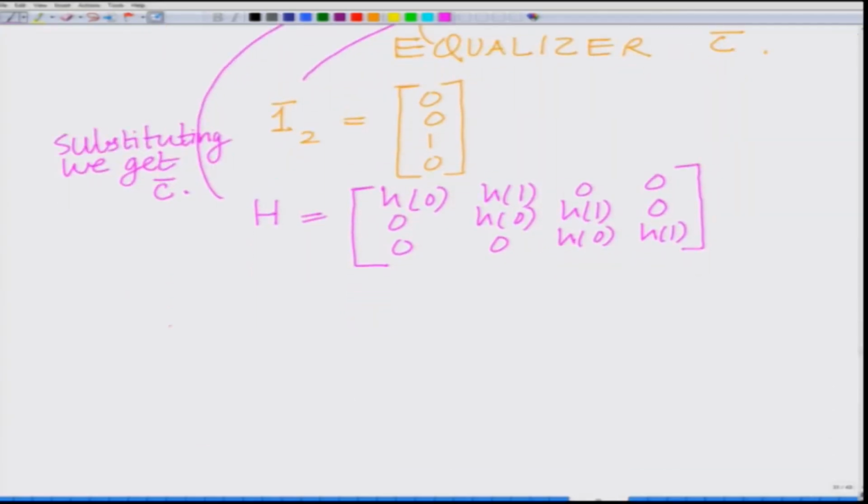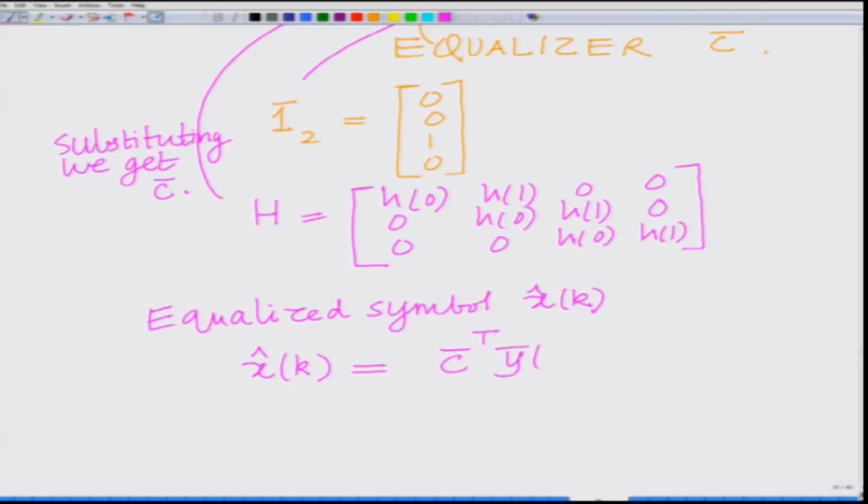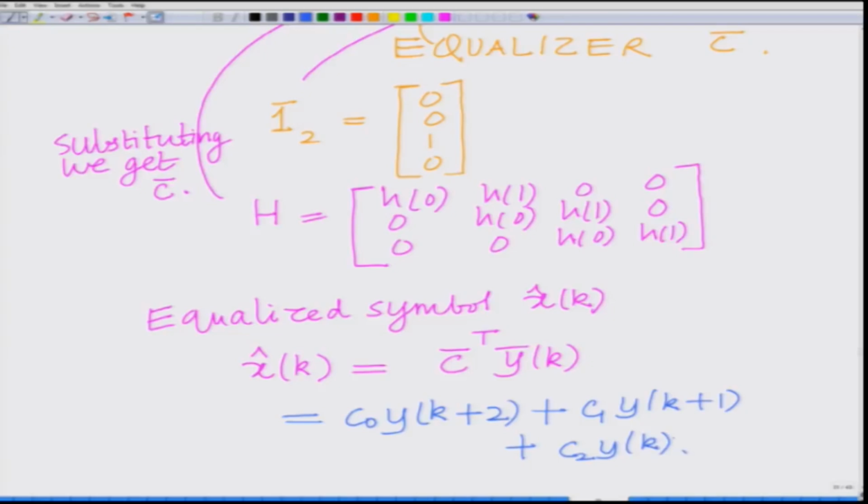And once you have the equalizer, the resultant equalized symbol x hat of k equals C bar transpose y bar of k, which you can see is equal to C0 times yk plus 2 plus C1 times yk plus 1 plus C2 times yk. This is the equalizer.